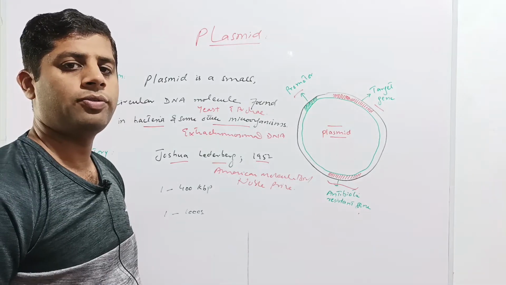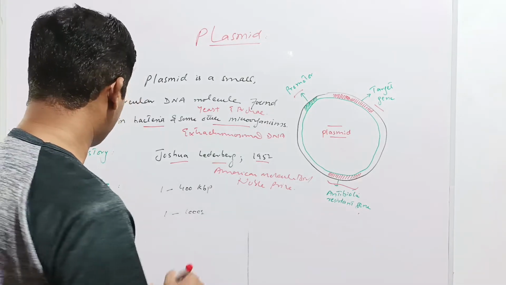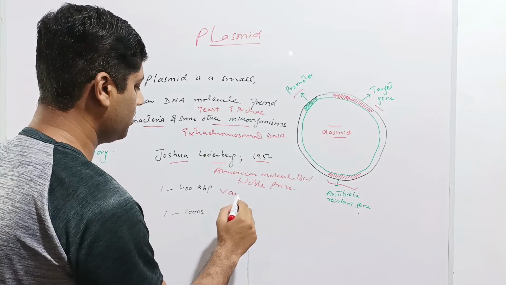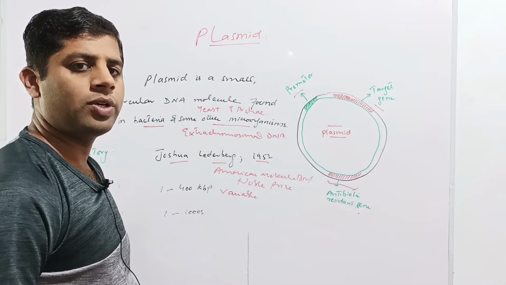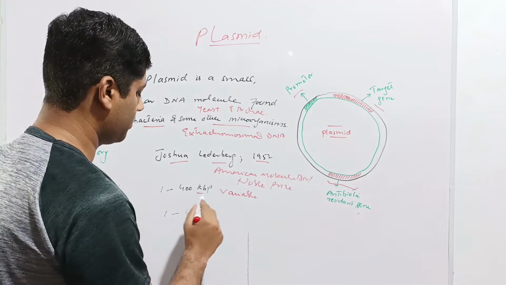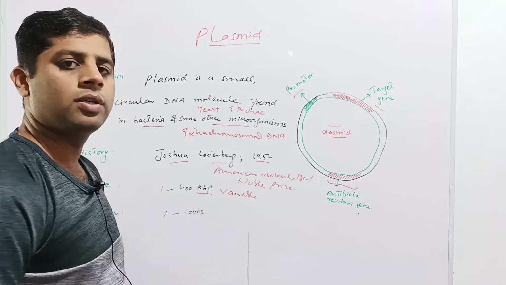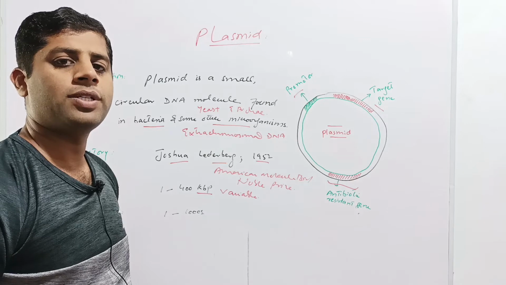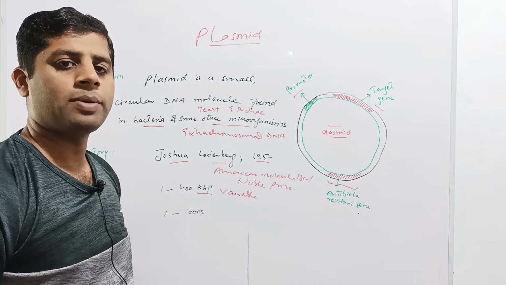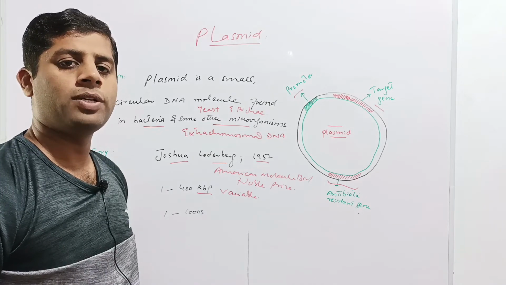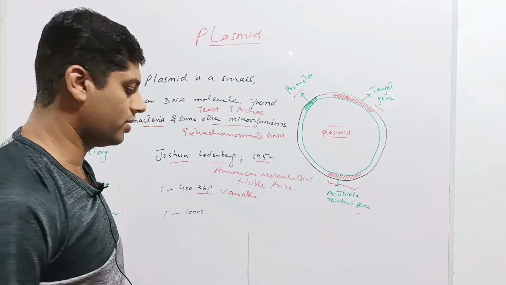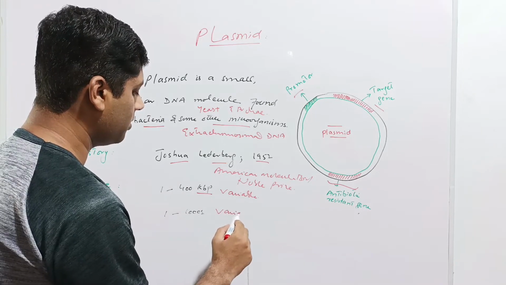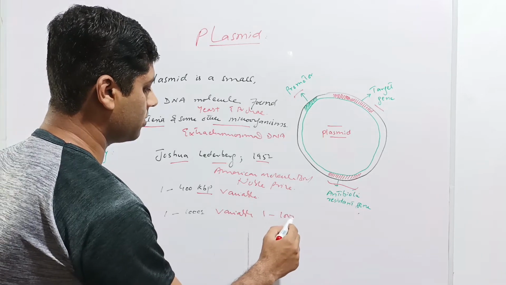Now we'll discuss some important features of the plasmid. The size of the plasmid is highly variable depending upon the type of the cell, and it may range from 1 to 400 kilobase pairs. Similarly, the number of plasmids per cell is again variable and depends upon the type of the cell. There may be one plasmid per cell, or there may be 1000 or more plasmids per cell of the organism. So the number is variable, ranging from 1 to thousands.